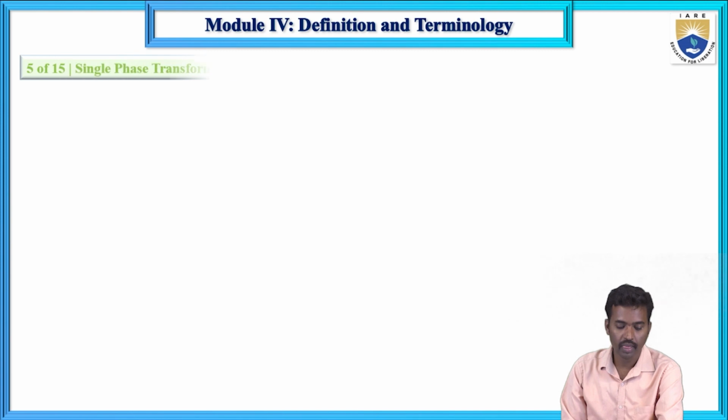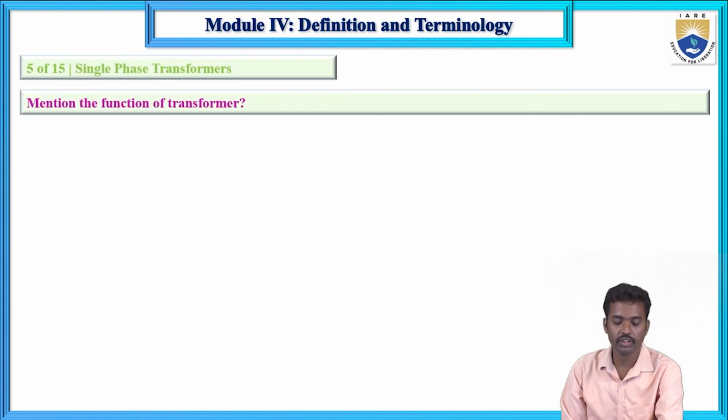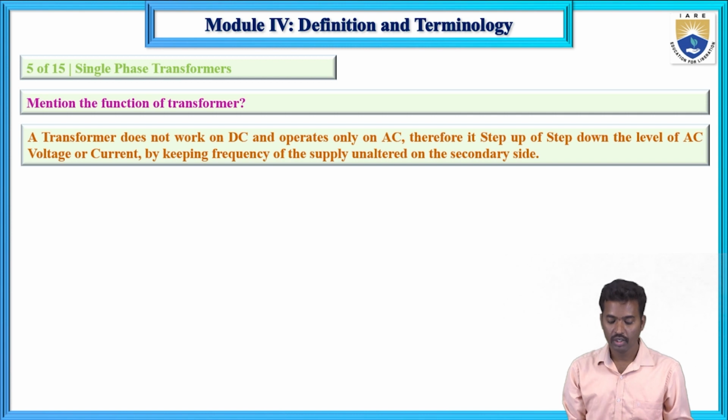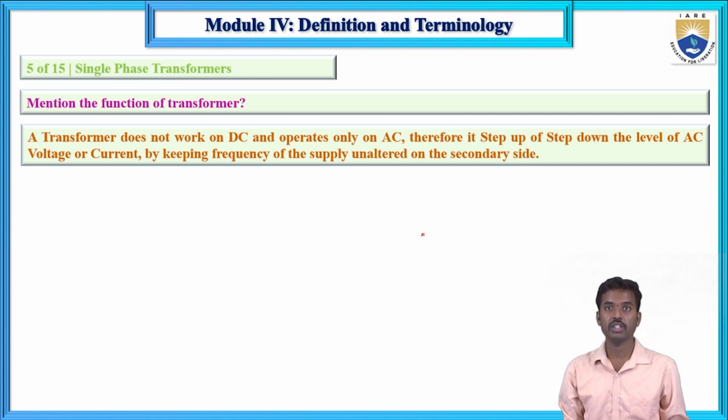Now here, fifth question, mention the function of transformer. So what is the function? The transformer, its step up or step down function. A transformer is a static device. It transfers electrical energy from one circuit to another circuit without changing any frequency. That is the transformer definition. It works on the principle of mutual inductance.